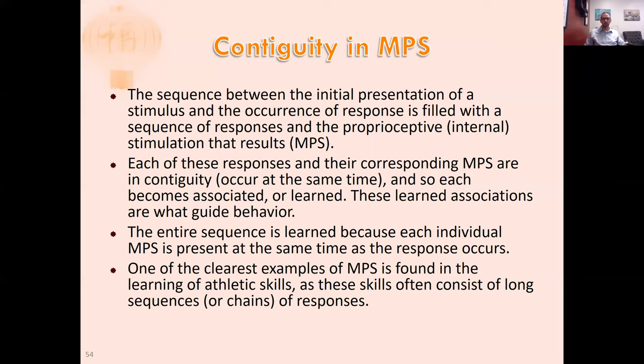And Guthrie said, this is what guides behavior. So when we're walking, we're seeing that we're moving, and then we're moving, and then we're experiencing ourselves moving. So the experience of ourselves moving is a new stimulus that guides our ongoing walking ability. I know that's kind of hard to understand, but hopefully this next slide will explain it.